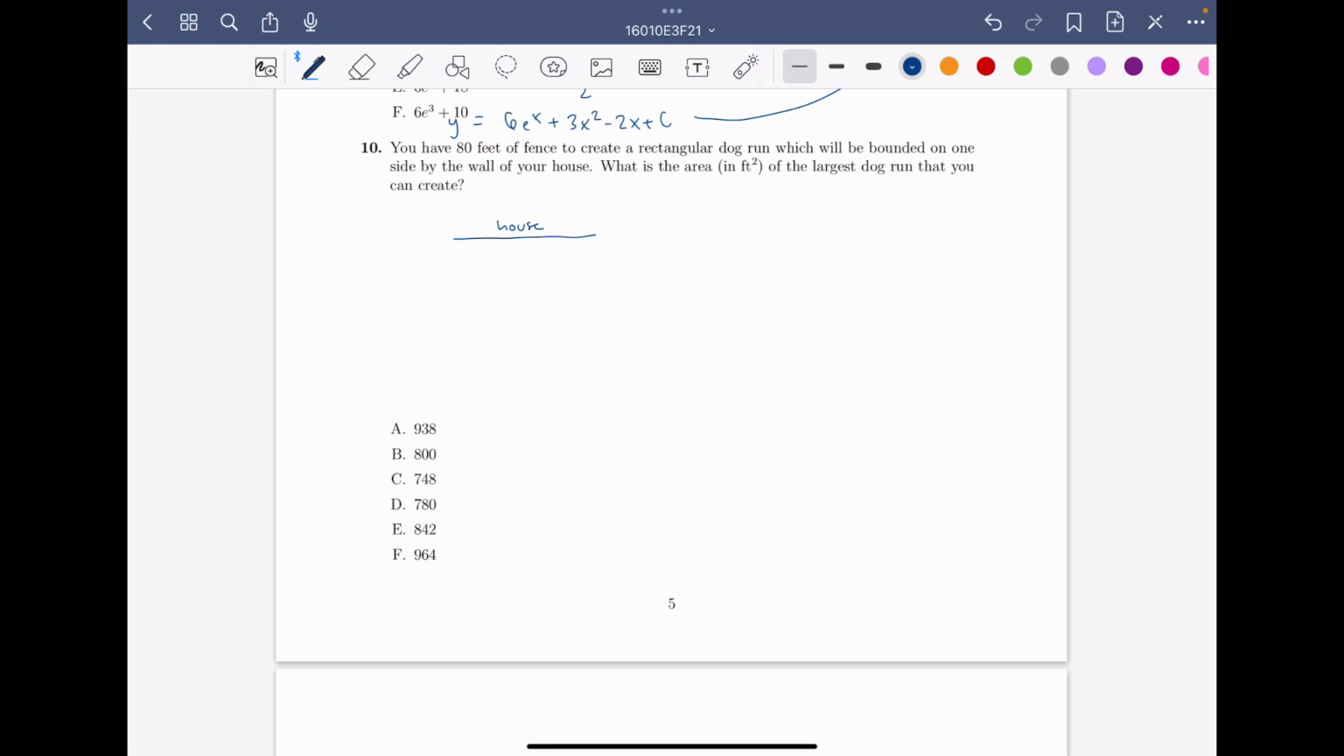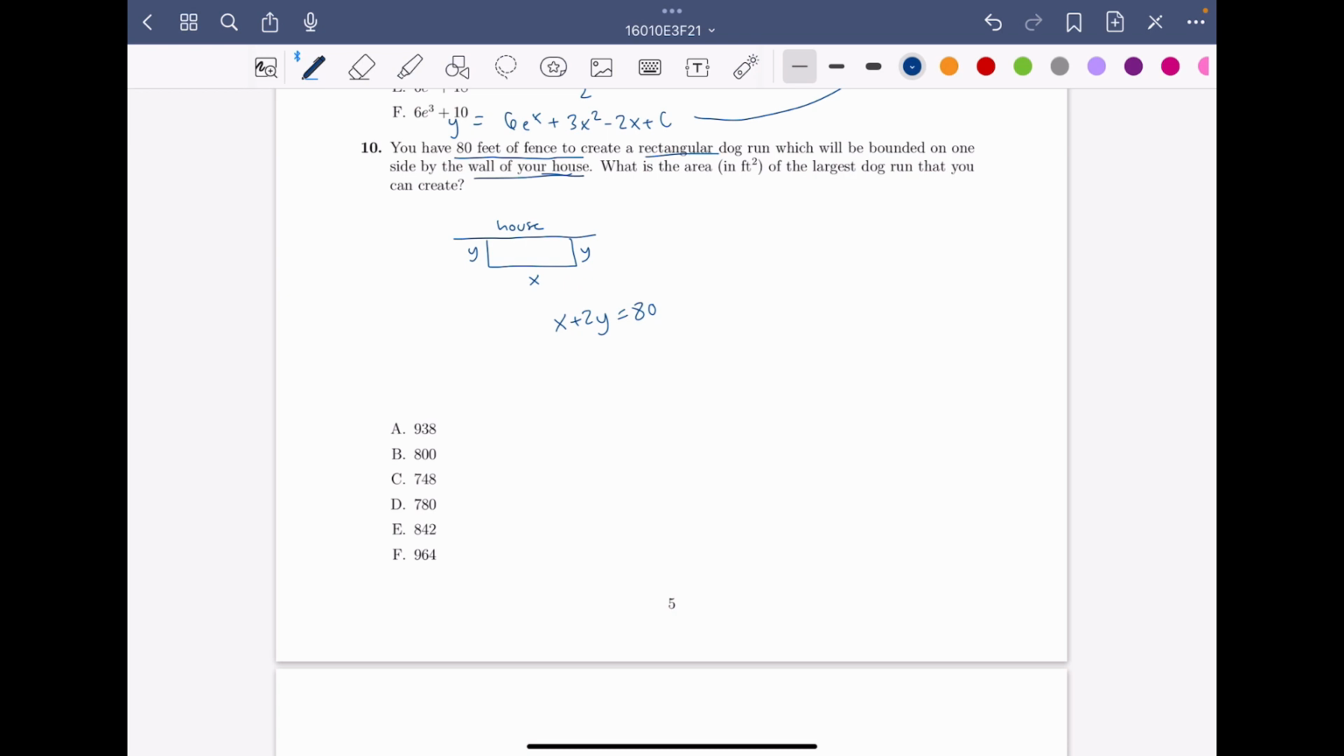Because it is bounded by one side of the wall of the house, we only have 3 sides. So we have this rectangle with our sides. So let's label these 2 sides y and these 2 sides x because it's a rectangle, which means both of the sides, the vertical sides, have to be equaling the same thing. So if we reread the question, we see that we have 80 feet of fencing to create a rectangular dog run. So we can make an equation for this. We have x plus 2y equals 80 because that is the amount of feet needed to make this fence.